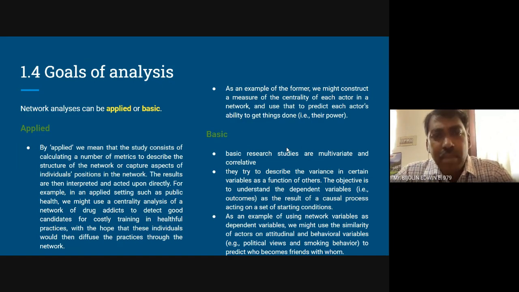The next is basic. In the basic goal, if we need it we can have it, or else no need, in the case of multivariate. The main objective also concerns dependent variables, like sometimes we need a proper outcome, and sometimes we don't expect that. And in some political views, people have strong relations and set relations within themselves. So these are the different goals of analysis based on applied and basic. Yeah, next slide.